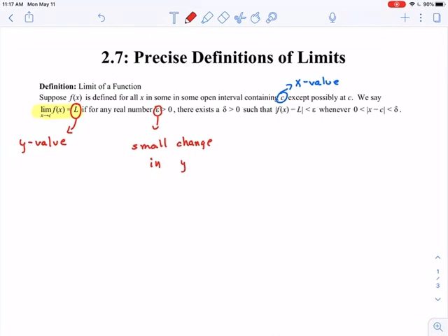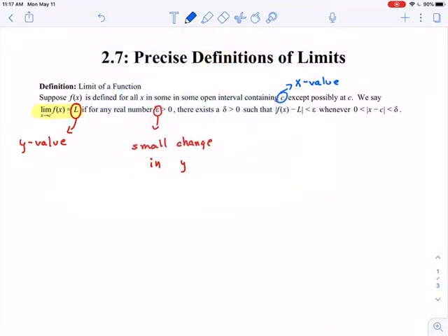In most of the problems, we'll use epsilon equals 2 or epsilon equals 1. If you look up other examples online, they might choose epsilons that are even smaller. We might choose epsilon to be 0.1 or 0.001. Generally, it's a very small number, and it represents a change in y.